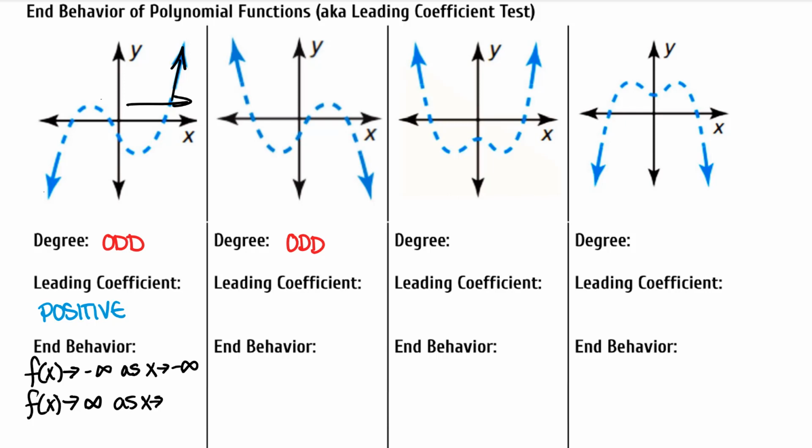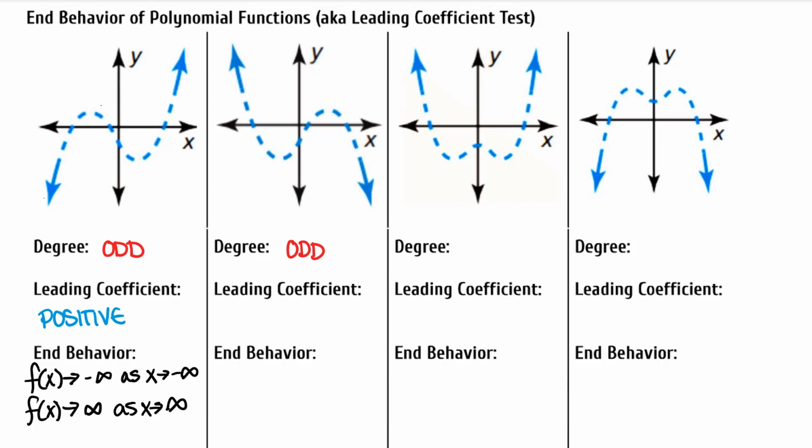The y values are increasing or approaching positive infinity as the x's go further to the right, or as the x's approach positive infinity. Our second graph is just a reflection of the previous graph, meaning my leading coefficient is now negative. When that happens, our end behavior has been reflected. So now, as x's are approaching all the way to the left, your y values are approaching positive infinity, and your y values are approaching negative infinity all the way to the right.